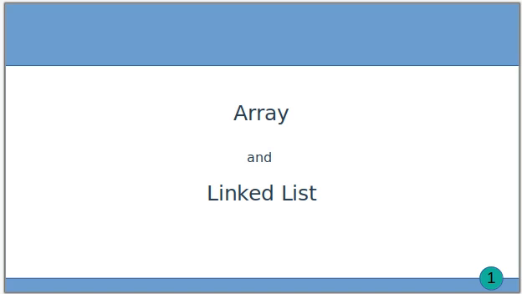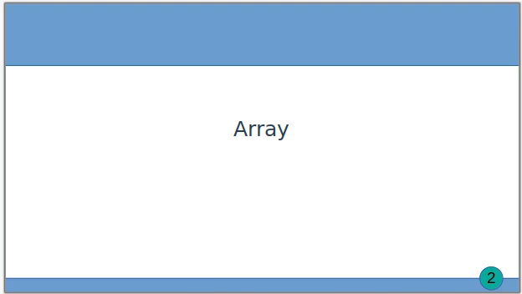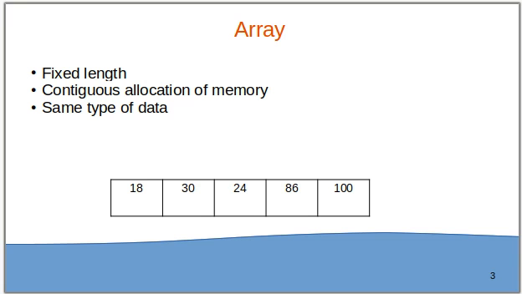Today I will discuss the concept of array and linked list. So what is an array? An array is a data structure which can store multiple data. That is, this is an array. It can store 5 data.